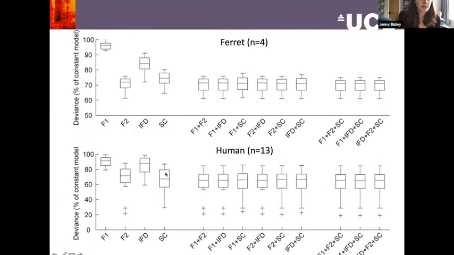And actually, we had really quite a similar pattern of responses. The individual human listeners themselves were more variable than our ferrets, but the second formant frequency did a much better job of explaining their behavior than the first. The pattern across these single parameter models was very similar. And again, there wasn't much to be gained by including ever increasing additional parameters in the model.